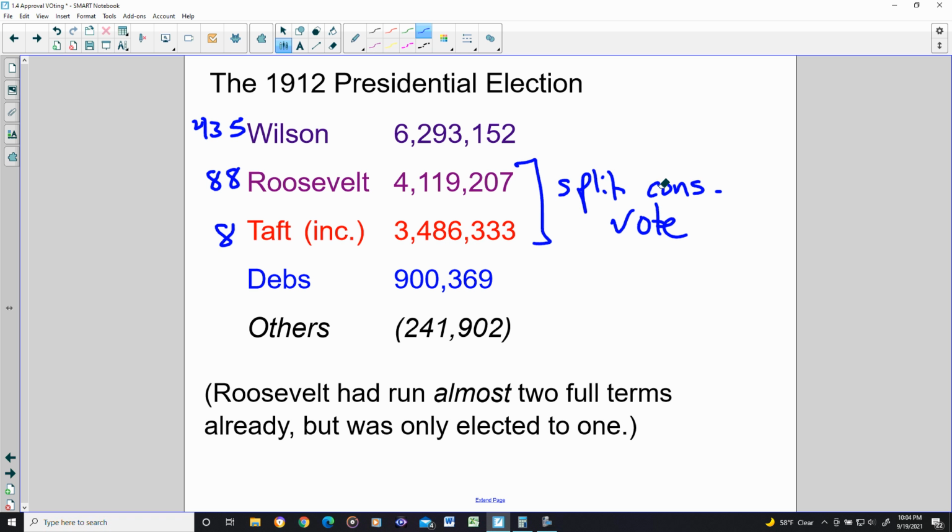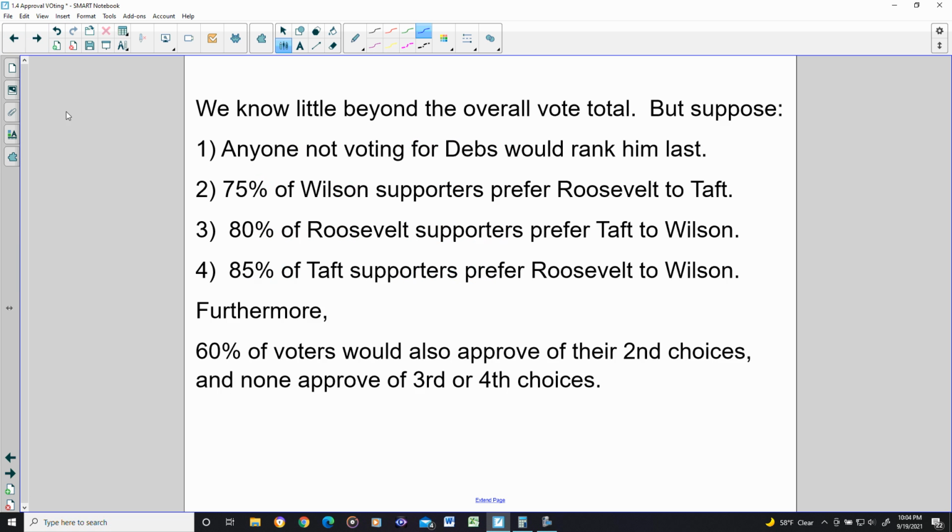All right, so we're going to have some information now. Again, there was no ranked choice system back in this day. So instead, we're going to look at some possible information based on what we know about people's political leanings. So let's assume this. Number one, anyone not voting for Debs would rank him last. 75% of Wilson supporters prefer Roosevelt to Taft. 80% of Roosevelt supporters prefer Taft to Wilson, and 85% of Taft supporters prefer Roosevelt to Wilson.